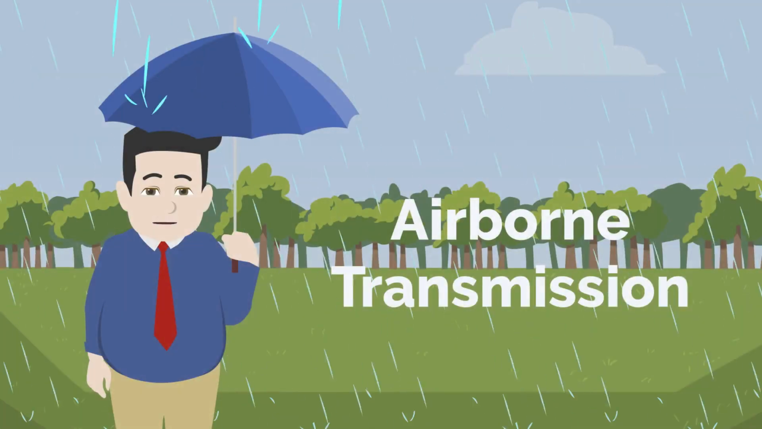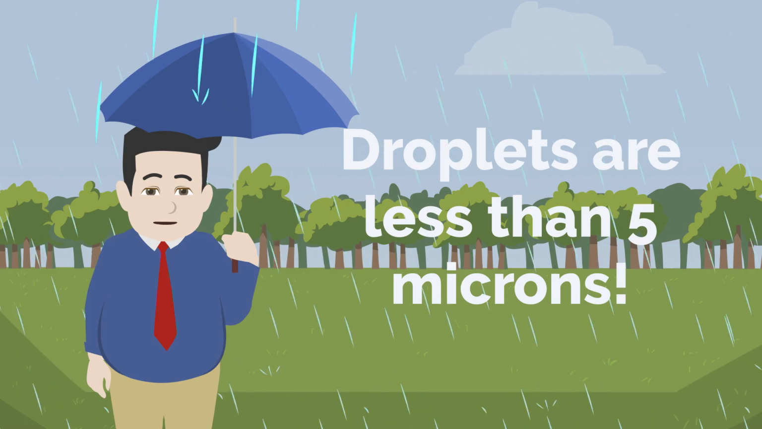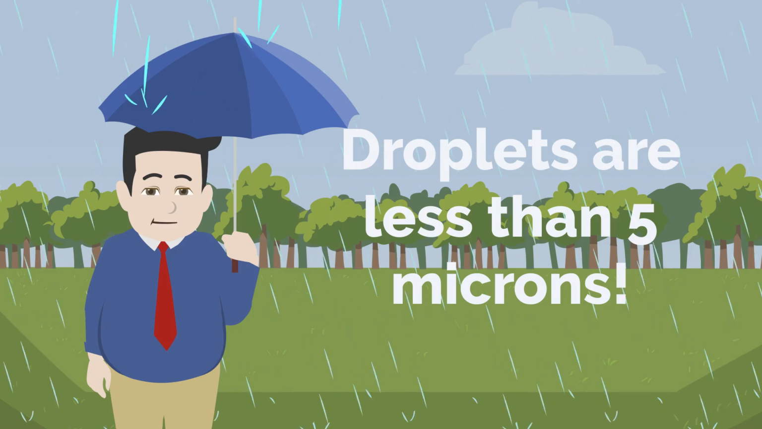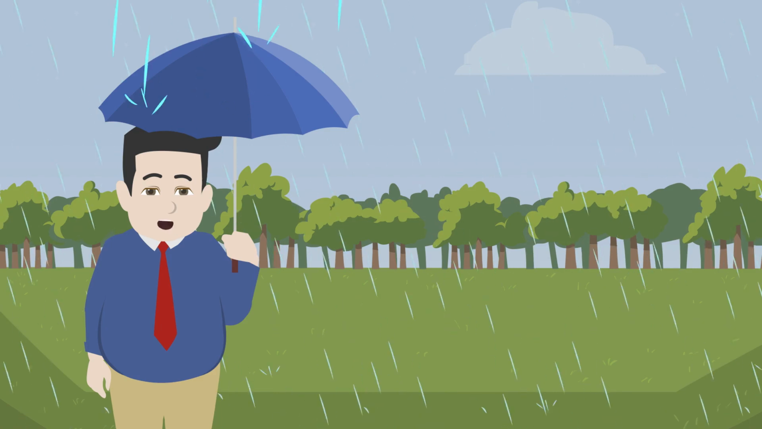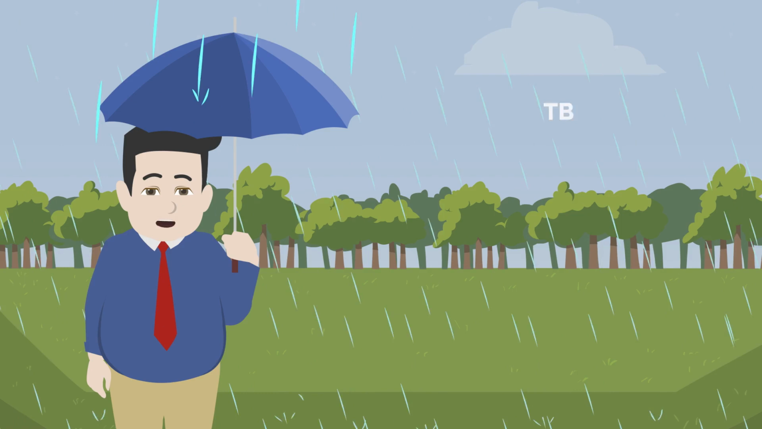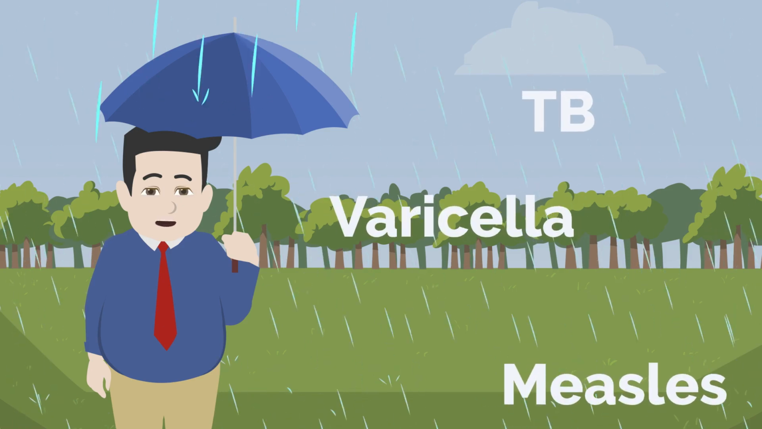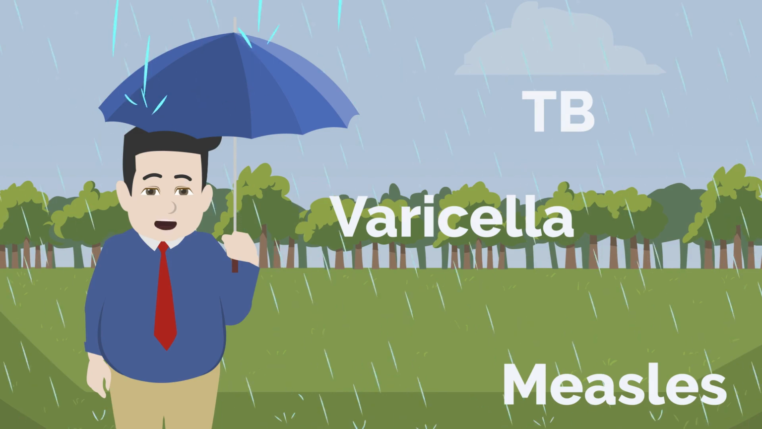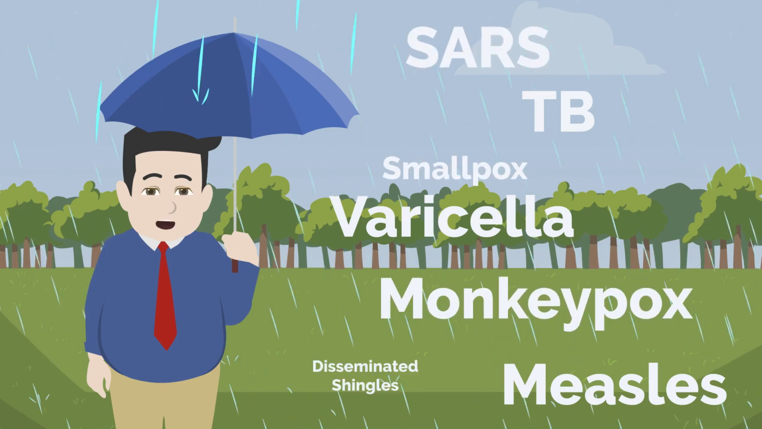Airborne transmission is similar to droplet transmission, only the droplets are much smaller. Less than 5 microns in size, actually. These droplets are so small, they can be carried as far as 25 feet on particles of dust that are floating in the air. Diseases that are spread this way include TB, measles, and varicella. Some diseases can be airborne or spread via contact, and those examples include SARS, monkeypox, smallpox, and disseminated shingles.